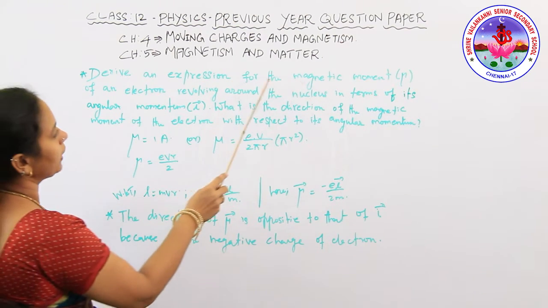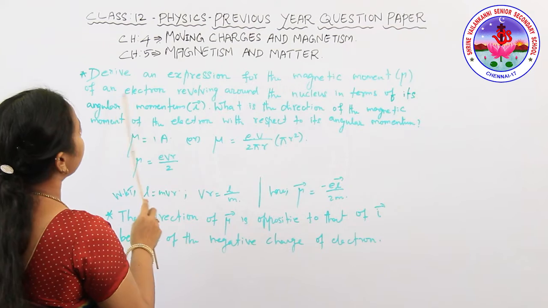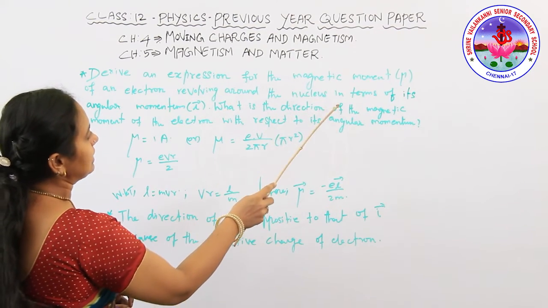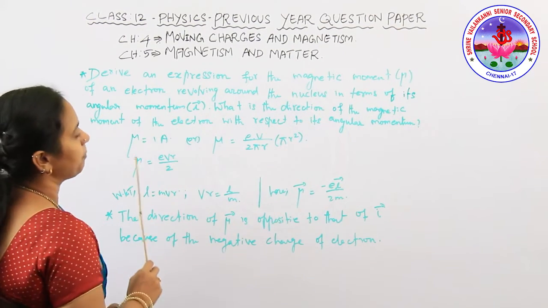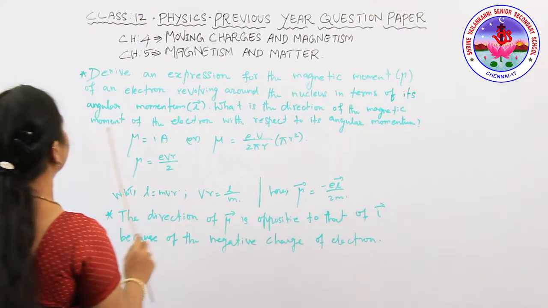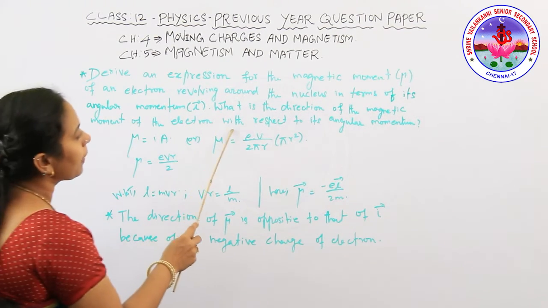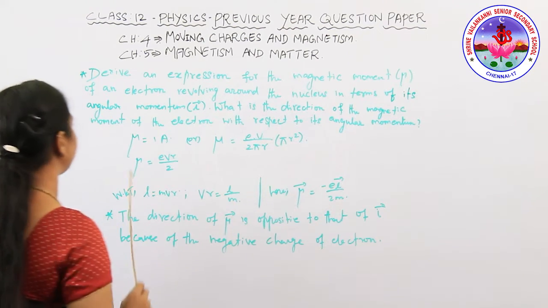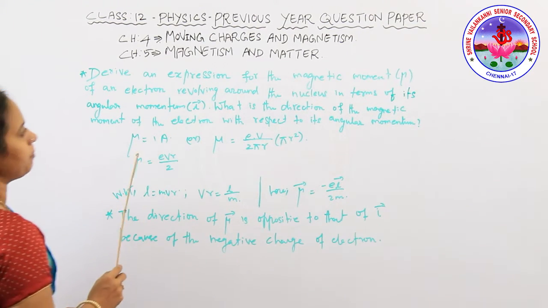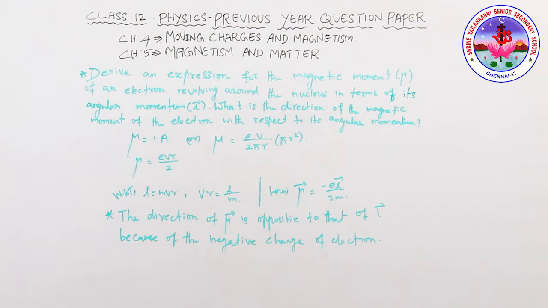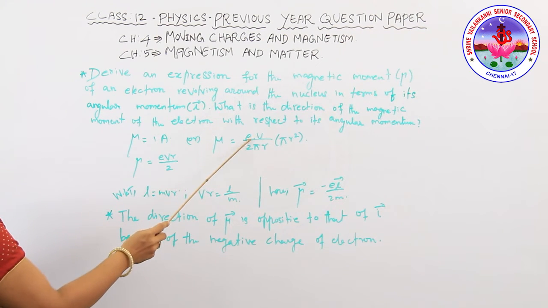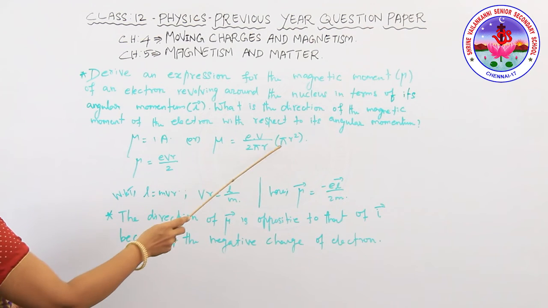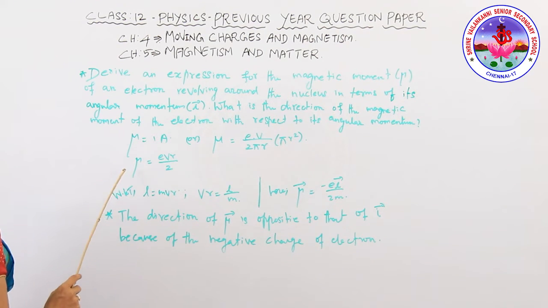Derive an expression for the magnetic moment of an electron revolving around the nucleus in terms of its angular momentum. What is the direction of the magnetic moment of the electron with respect to its angular momentum? See, the magnetic moment mu is equal to I A, right? Instead of the current I, we write e v by 2 pi r, and the area A is equal to pi r square. So we can get mu equal to e v r by 2.